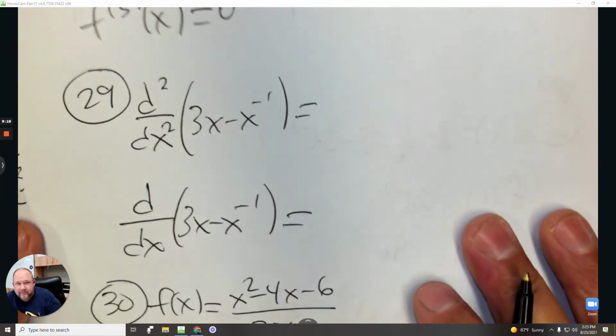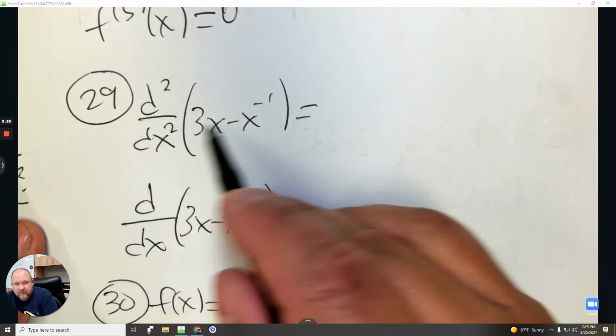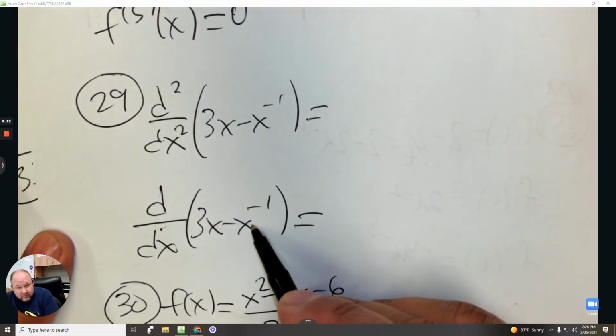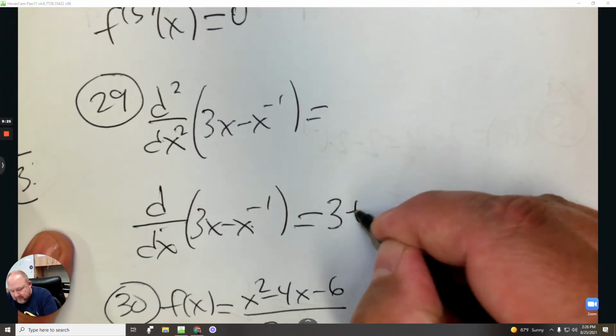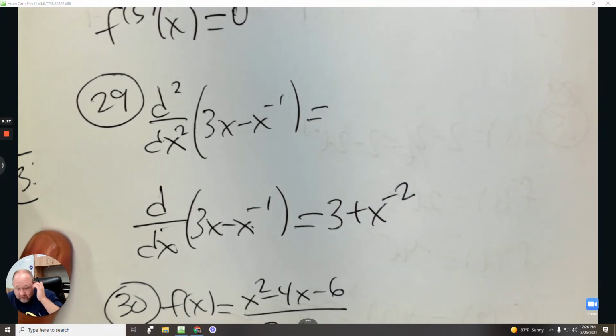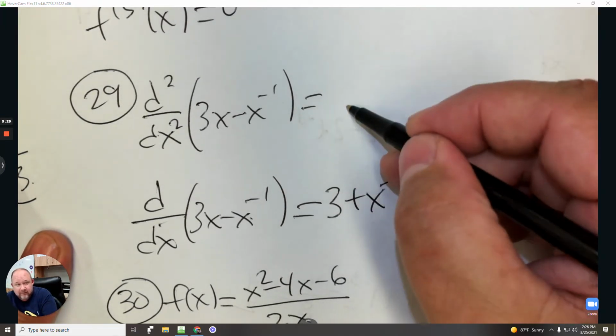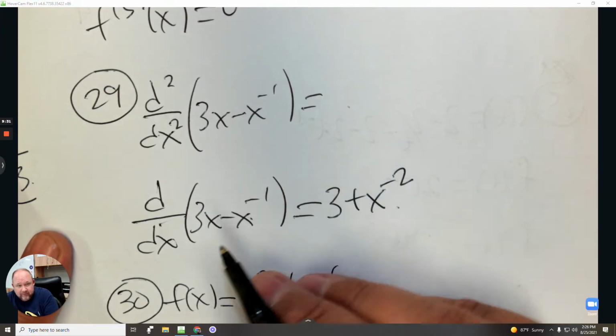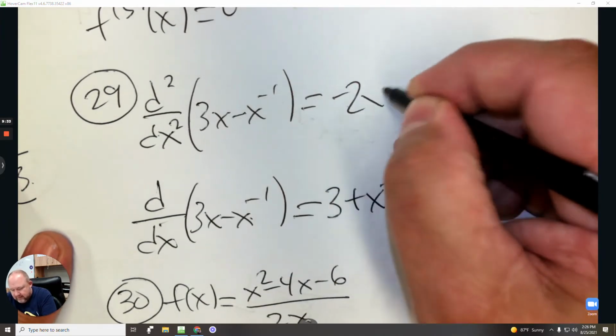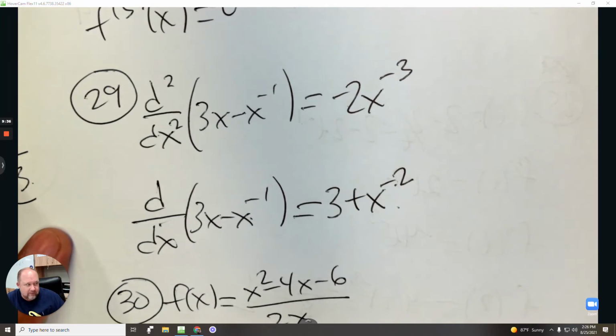Press pause. So I want to find the second derivative, but I got to do the first derivative first. So that's 3 plus x to the negative 2. Then take the derivative of this up here. So the derivative of 3 is 0, and this is negative 2x to the negative 3, or negative 2 over x cubed.